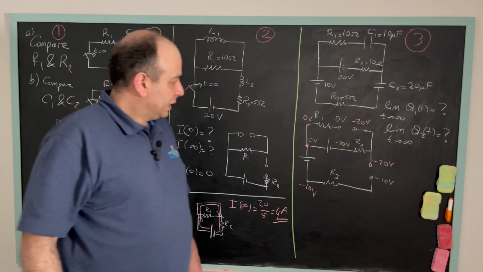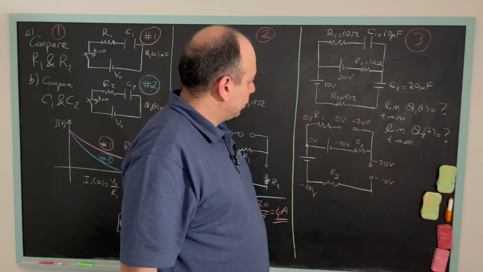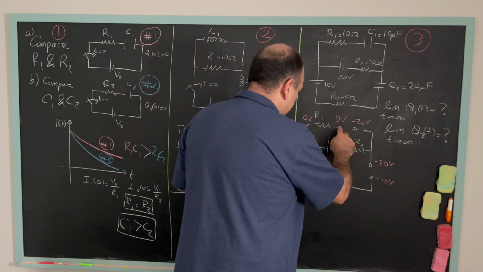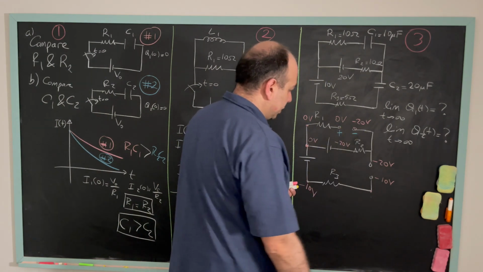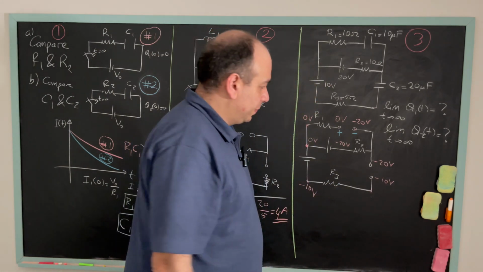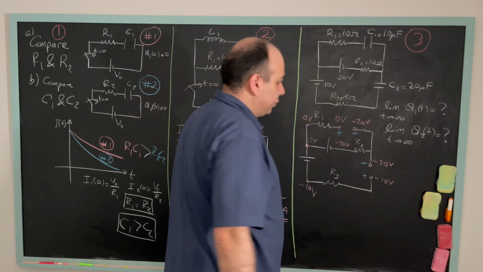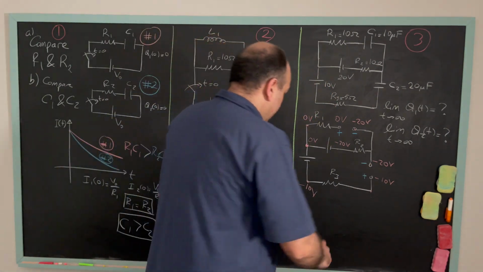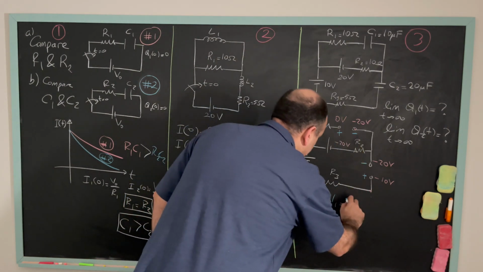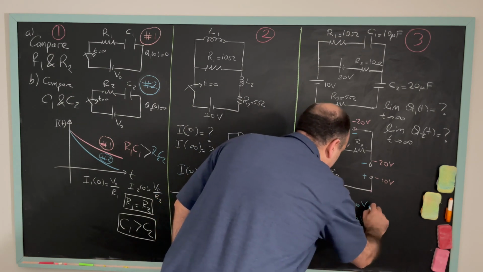Okay. When I look at C1, the potential drop across C1 would be 20 volts. So this side would be positively charged, this side would be negatively charged. For C2, the potential difference would be 10 volts, and minus 10 is larger than minus 20. This side would be positively charged, this side would be negatively charged. So V1 is equal to 20 volts. V2 will be equal to 10 volts.